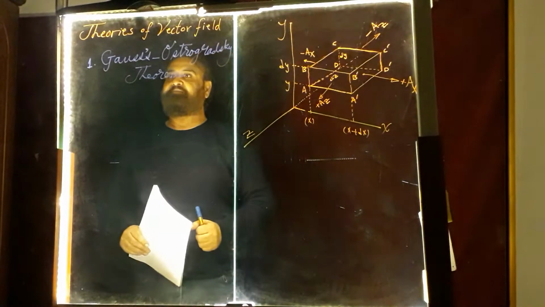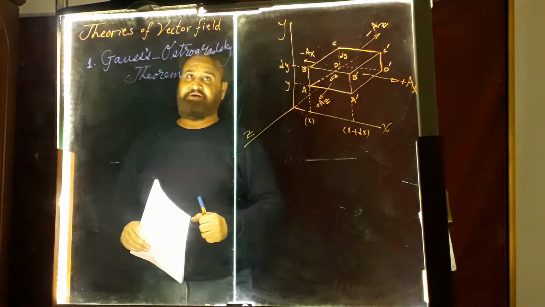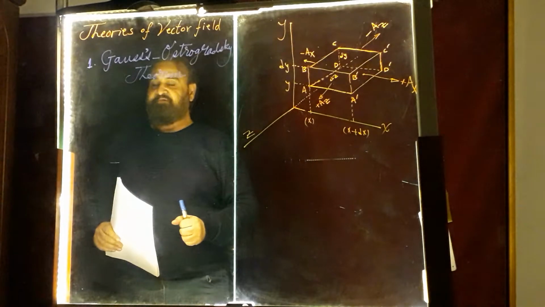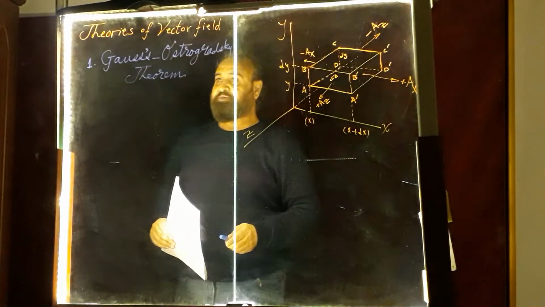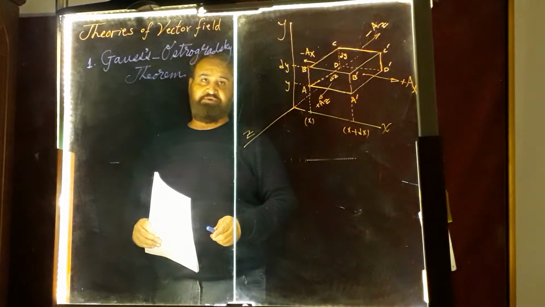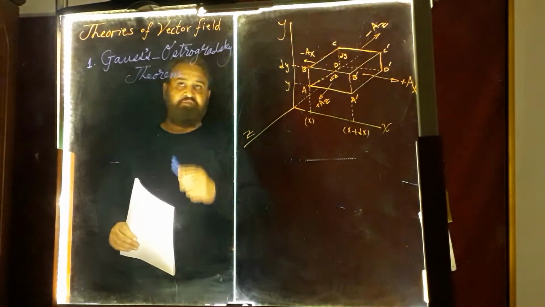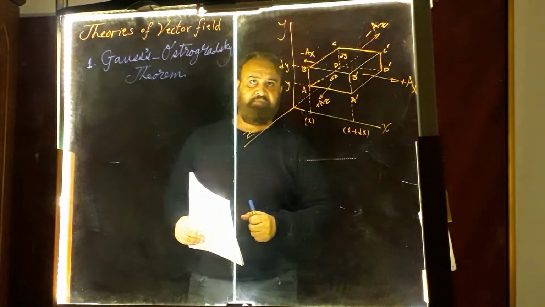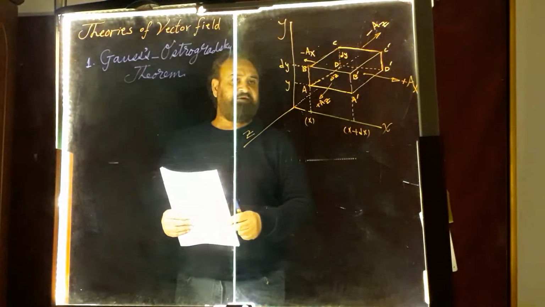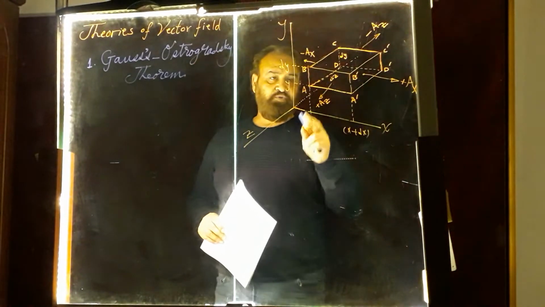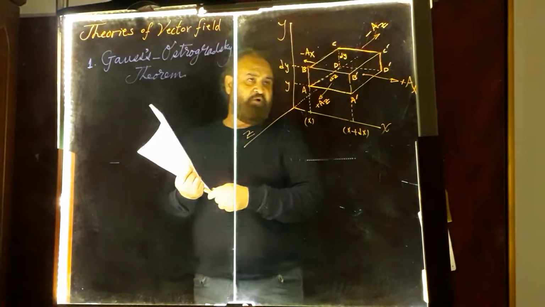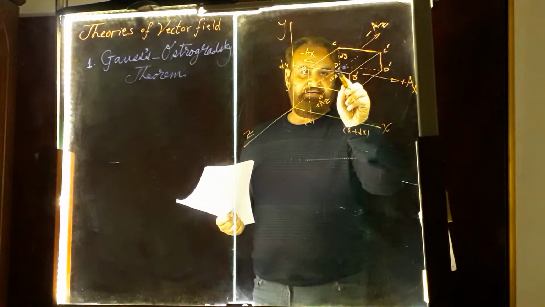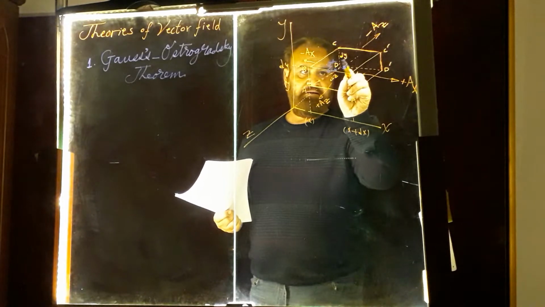Today we have theorems of vector fields. The first of these theorems is Gauss's Ostrogradsky theorem. The problem of this theorem is to obtain and calculate the flux for some charges inside a box.